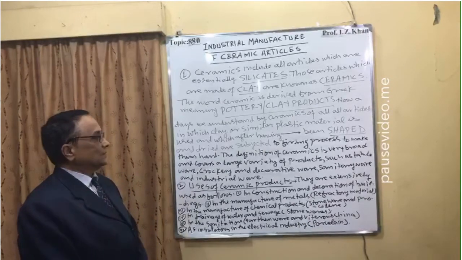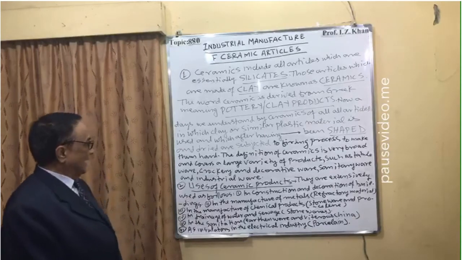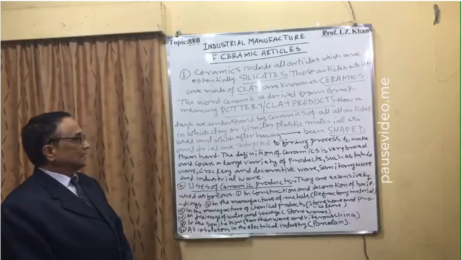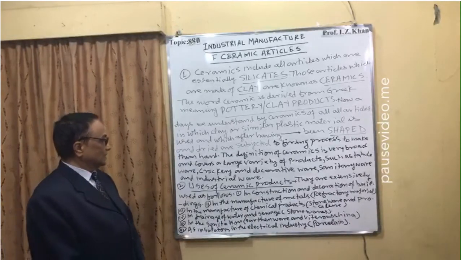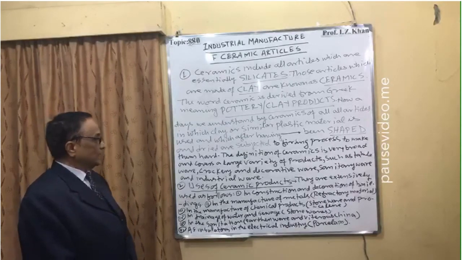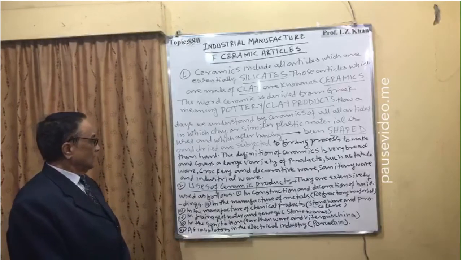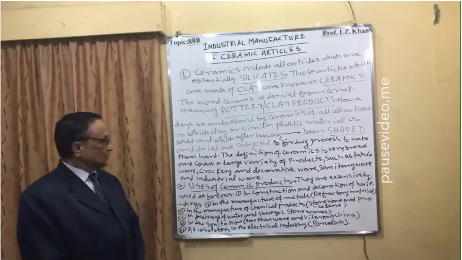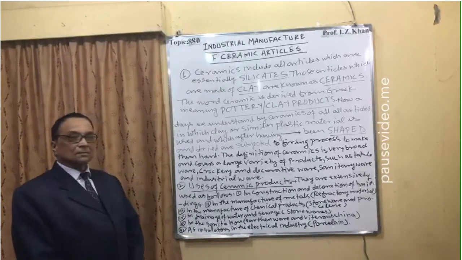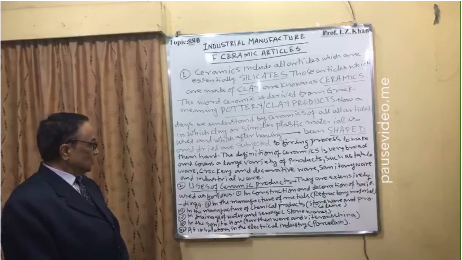The definition of ceramics is very broad and covers a large variety of products such as table and industrial ware, crockery, decorative ware, sanitary, etc. Number two, uses of ceramic products. So I have mentioned here some important uses of ceramic products. They are extensively used as follows.